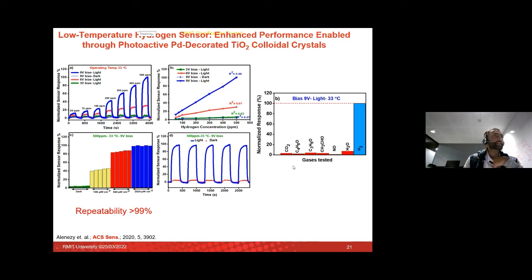And the selectivity as well we have tested, and we could see NO is one of the main contaminants with commercial hydrogen sensors, and it went well against NO, and it's very selective towards hydrogen. Repeatability also gave us very good results.